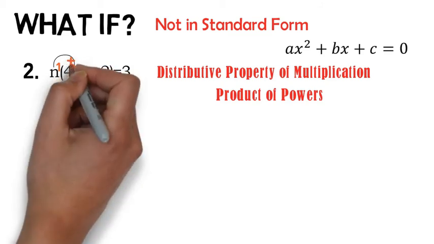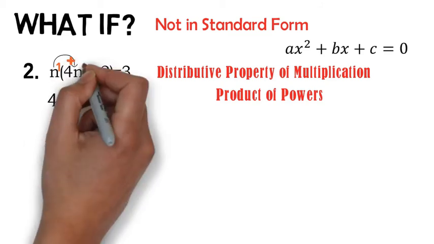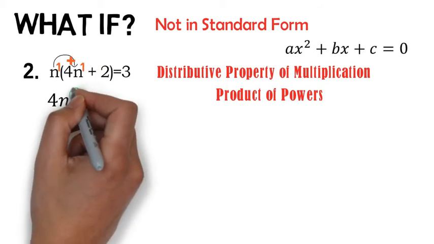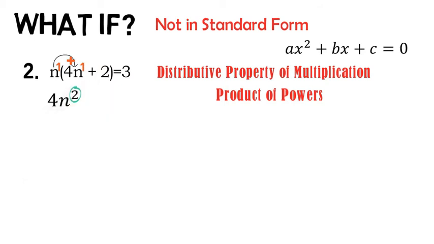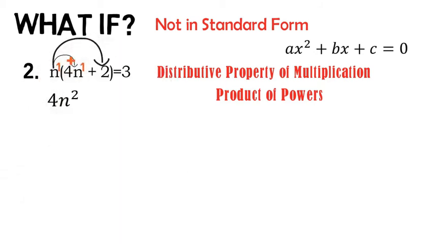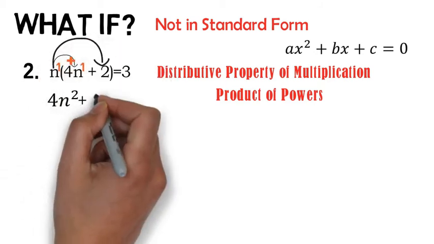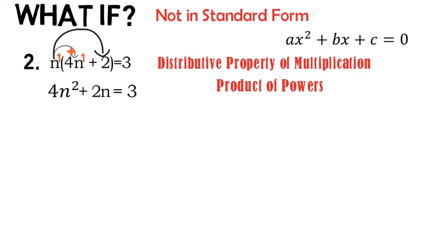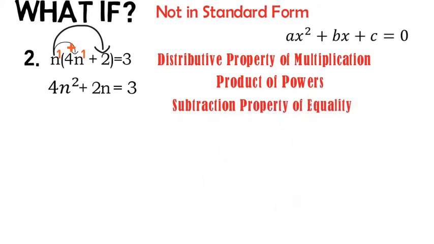Here there is an exponent of 1 on n, and on the other one, we add the exponent also 1, so 1 plus 1 is equal to 2. That is why it becomes 4n squared. Next is n times 2. So, easy lang. Then we just write 3. Now, we'll use the subtraction property of equality, so that 3 will go to the left-hand side of the equation.